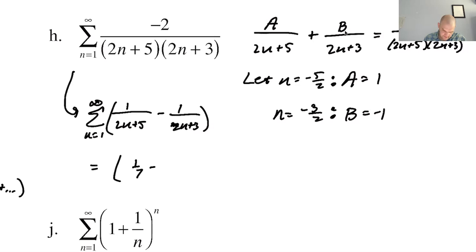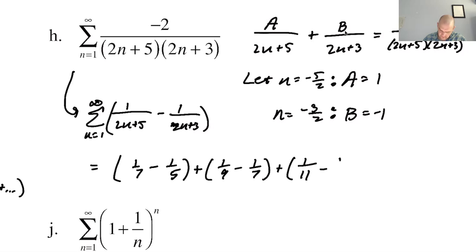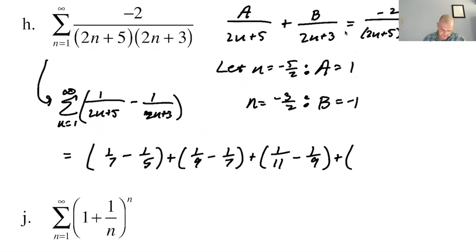So 1/7 minus 1/5. Plug in 2: 1/9 minus 1/7. Plug in 3: 1/11 minus 1/9. I'm going to do one more because I'm pretty sure that just -1/5 is going to be the only thing left over. Yeah, it definitely is. If you plug in 4, you get 1/13 minus 1/11, plus dot, dot, dot.